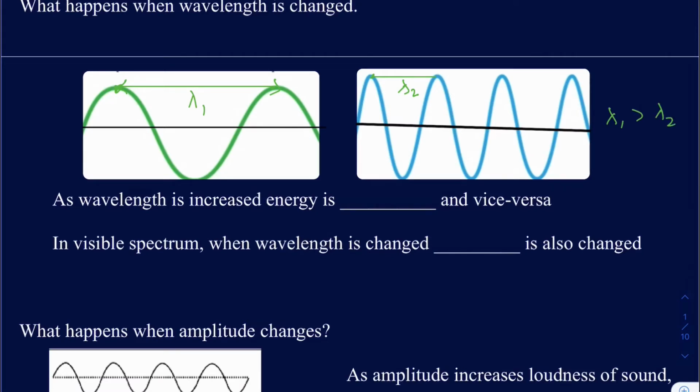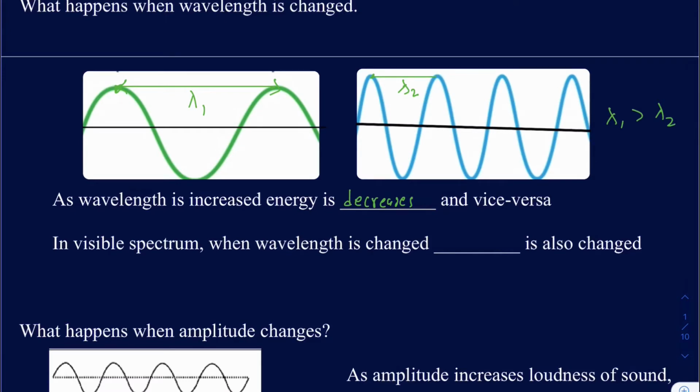So what happens to the energy of the wave when you're altering the wavelength? As the wavelength is increased, the energy is decreased. They are inversely related with one another. And if you decrease the wavelength, then your energy will be increased. It's an inverse relation between those two. I'll have an equation later on, but right now, this is something you need to know. If you change the wavelength, you're changing the energy of the wave as well.